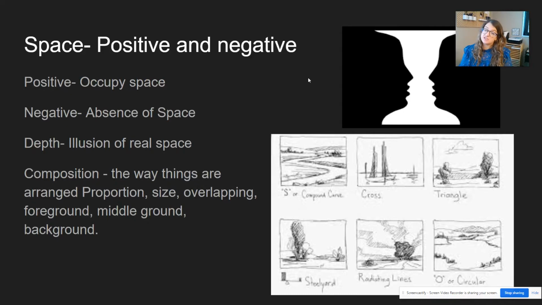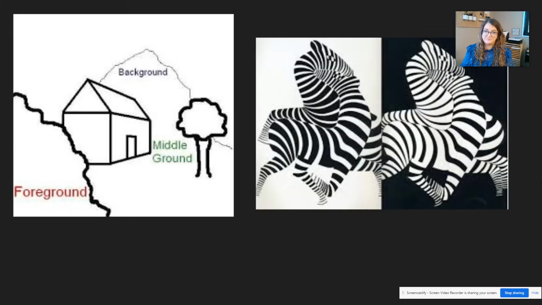Let's talk about space. There's positive space and negative space. Positive occupies the space, and negative is the absence of space. You also have depth and illusion. So depth is the illusion of real space. And composition is very complicated. There are many components of composition, but really it's just the way things are arranged. So you have proportion and size, overlapping, foreground, middle ground, background. There are all sorts of examples of composition. Here are some down here. And we'll get more into that later, but just keep in mind that it is related to space.